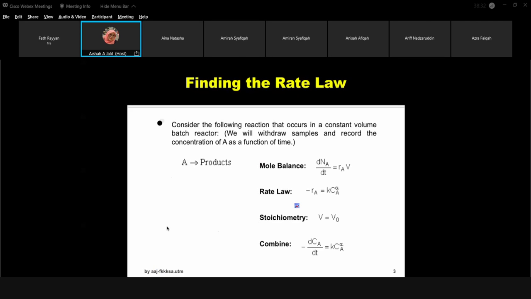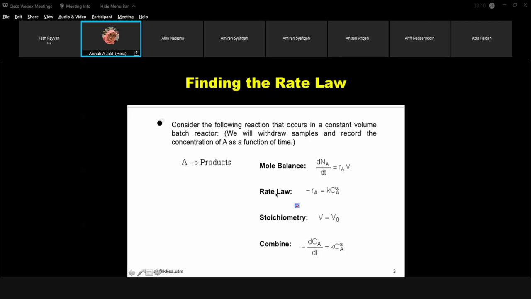Consider the following reaction that occurs in a constant volume batch reactor. We will withdraw samples and record the concentration of A as a function of time. Okay, let's begin with A to product, or A to B. Because of the constant volume batch reactor, the mole balance is like this. Is this right? Yes, it's right.